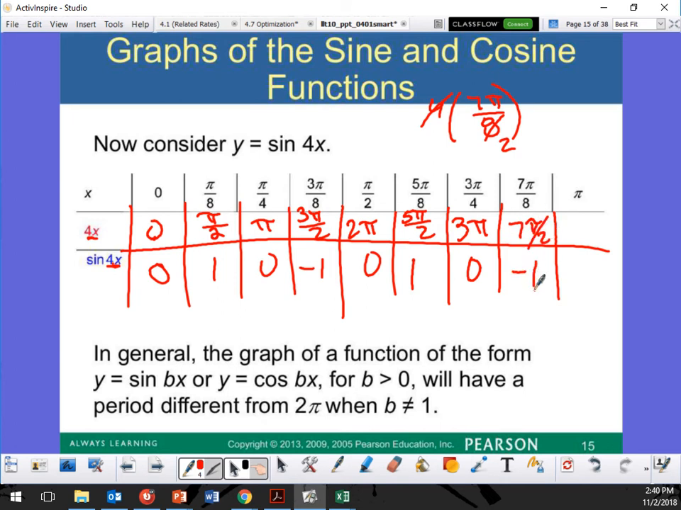Very good. And 4 times pi? 4 pi. So it'll be 0.